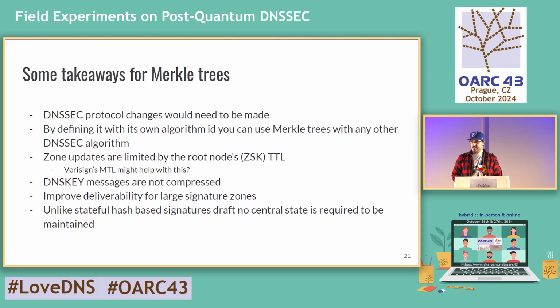So the final takeaways are, in order to use Merkle trees, we'd likely have to change the DNSSEC protocol. It's not just a drop-in replacement, unfortunately. But by defining it as its own algorithm, you can hot swap it with anything else. Every time there is a new algorithm choice, you wouldn't have to define a new algorithm ID. You could just use whatever that new algorithm is along with the Merkle tree algorithm. So that's quite nice, instead of having to define a hybrid algorithm ID.